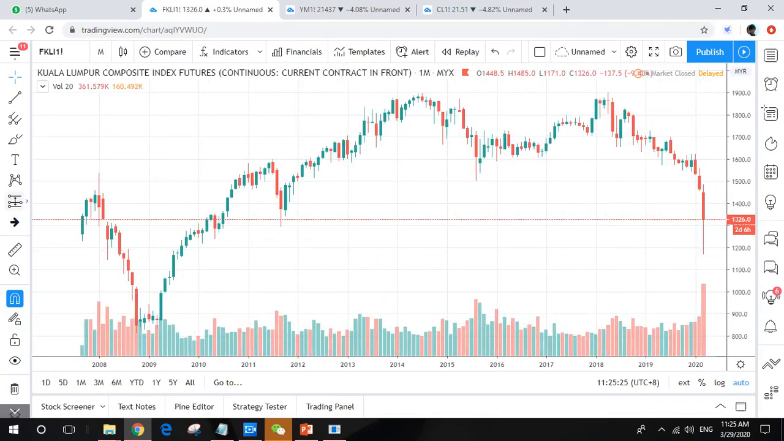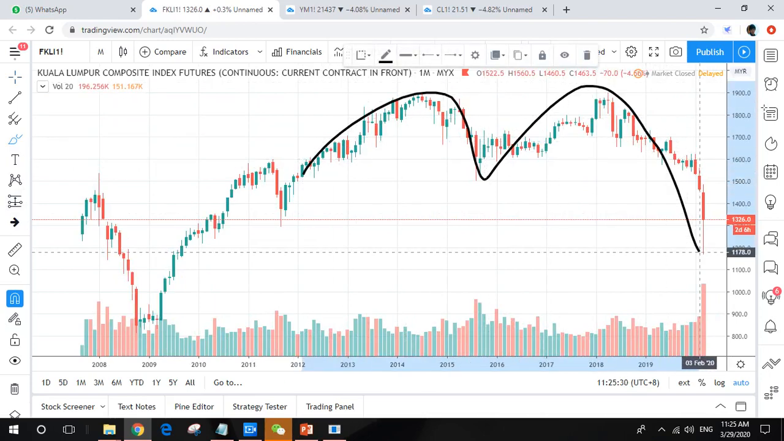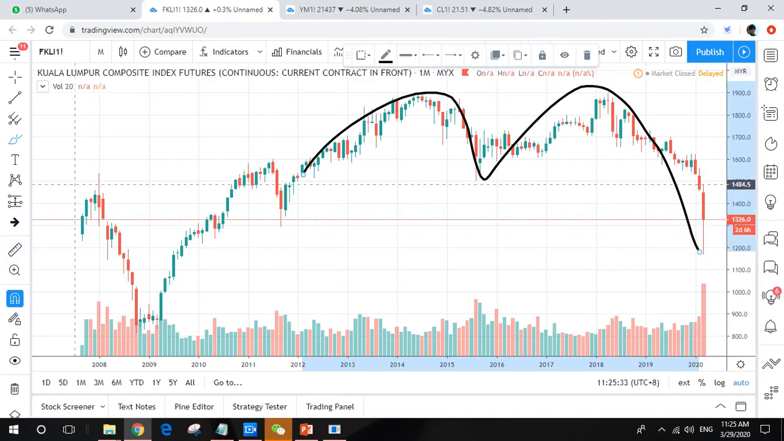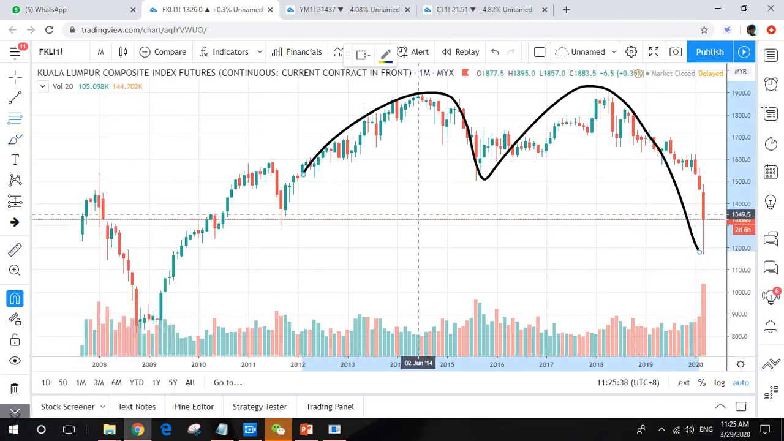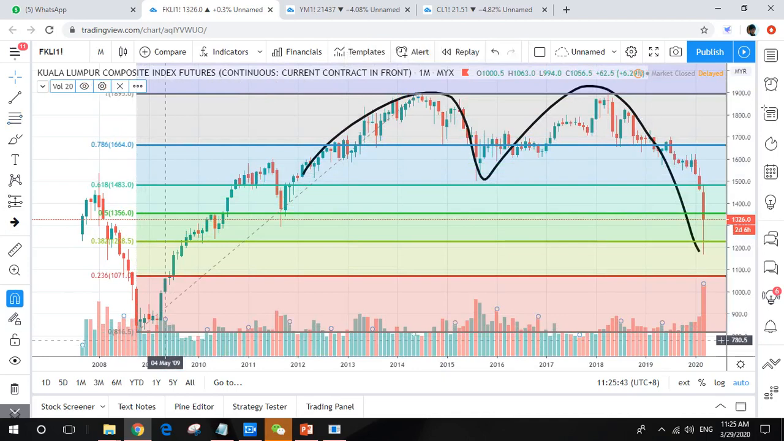On MoneyCharts, we can see a double top, a bearish signal without any rebound pattern yet. Then why can we see a short-term rebound? It is because if I draw a Fibo from the low of 2008, the last crisis, it hit about the 38.2 Fibo level. So this is a technical rebound, until the FKLI closes below the 1,200 level to trigger another downside.